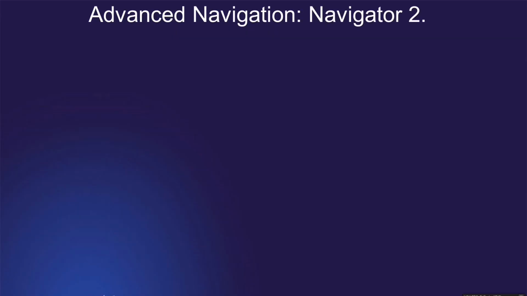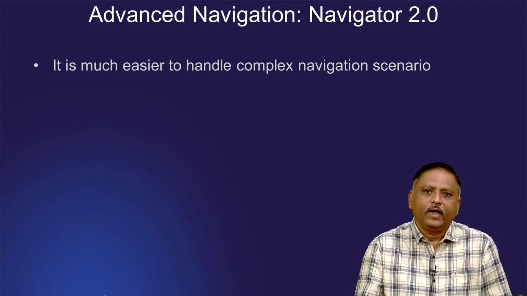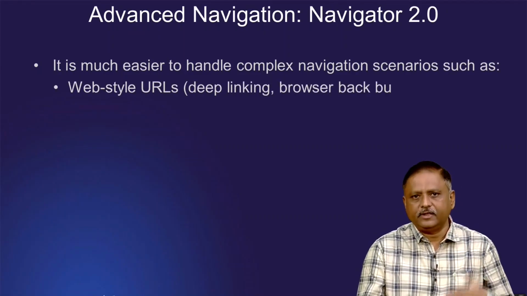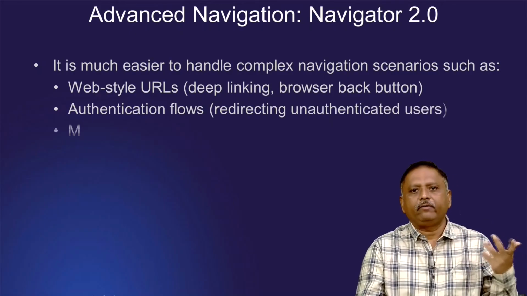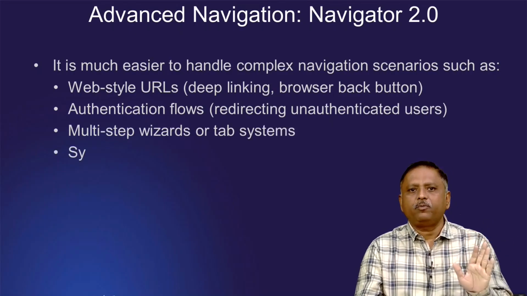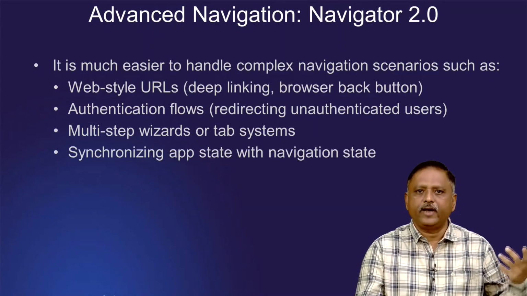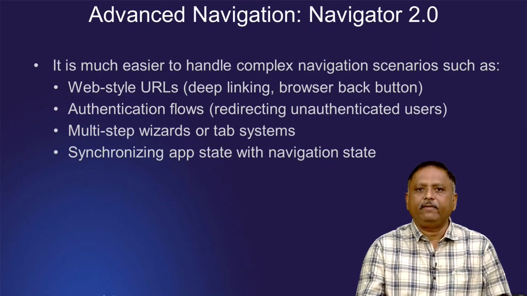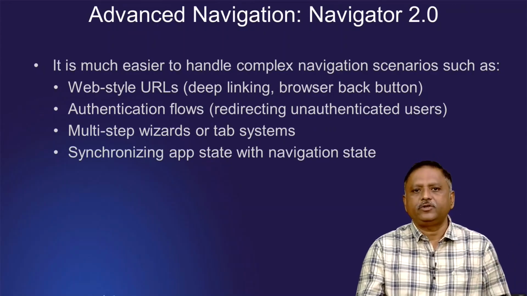So let us understand advanced navigation, Navigator 2.0. Navigator 2.0 is Flutter's declarative navigation system, a big step up from the traditional imperative Navigator 1.0 API. Instead of pushing and popping routes by calling methods like navigator.push directly, Navigator 2.0 lets you describe your entire navigation stack as data, and Flutter updates the user interface to match it.